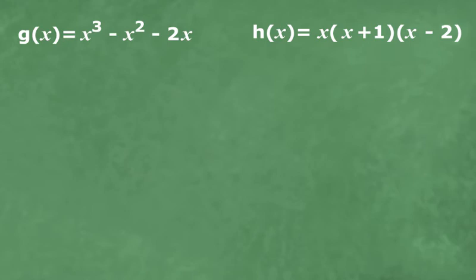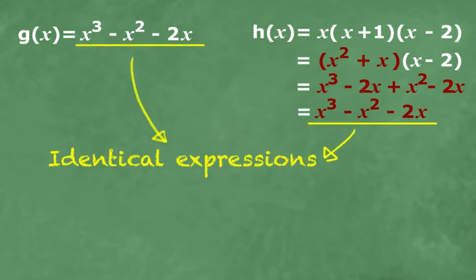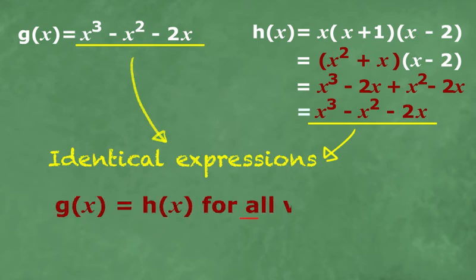We need to first expand h of x and simplify it. Then look at the two polynomials. Their expressions are identical. So g of x must be equal to h of x for all values of x.